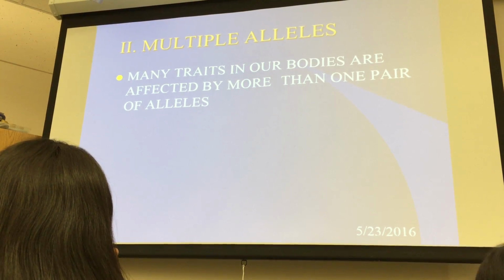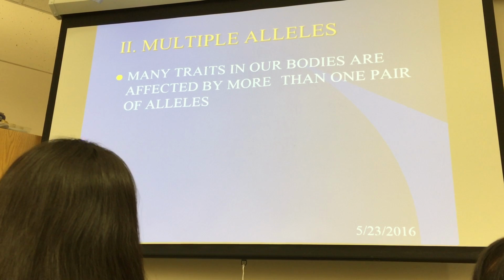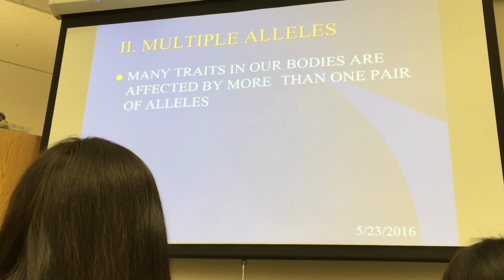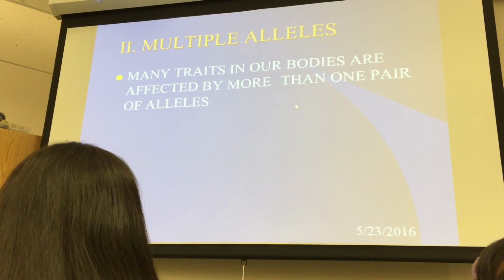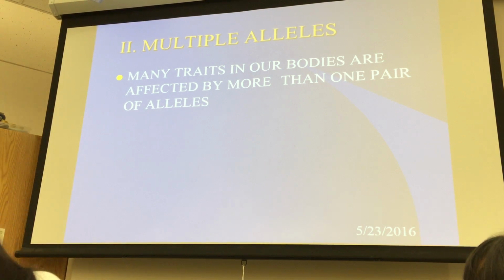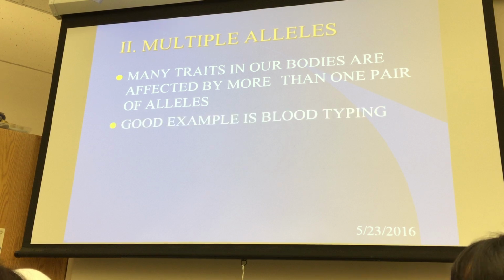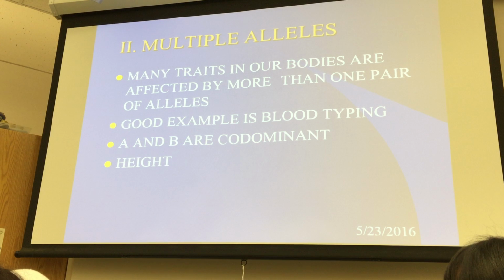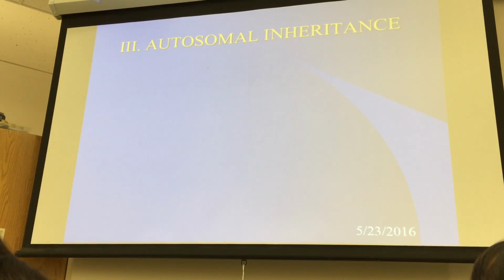Many traits in our bodies are affected by more than one pair of alleles. Alleles are pairs of chromosomes, one passed from the mom, one passed from the dad. When you say height, for instance, it's not just one set of chromosomes that determines height. Usually it's 3 or more. They call those allele pairs. Good example is blood typing. A and B are codominant. Height's another example I was just talking about.